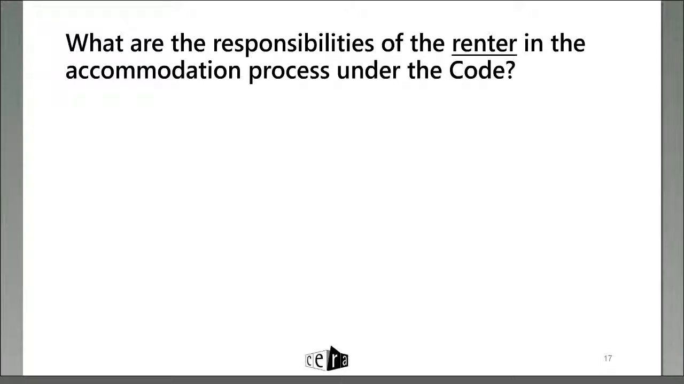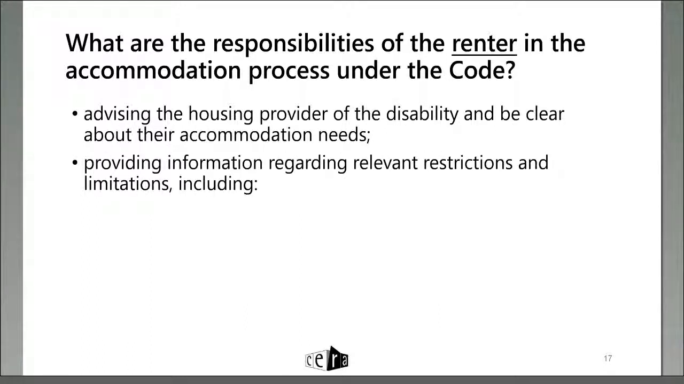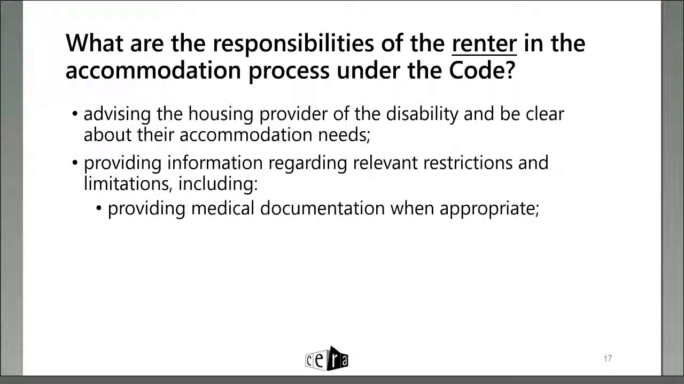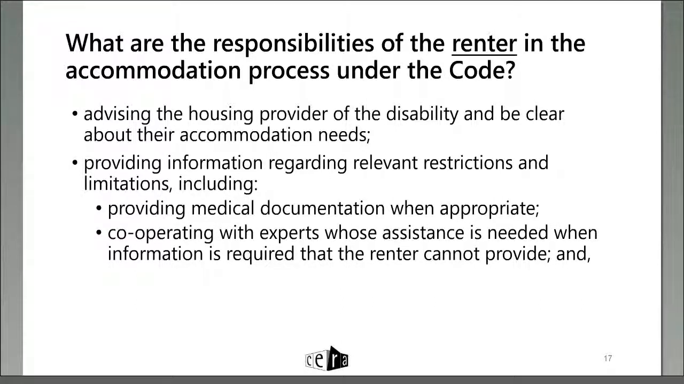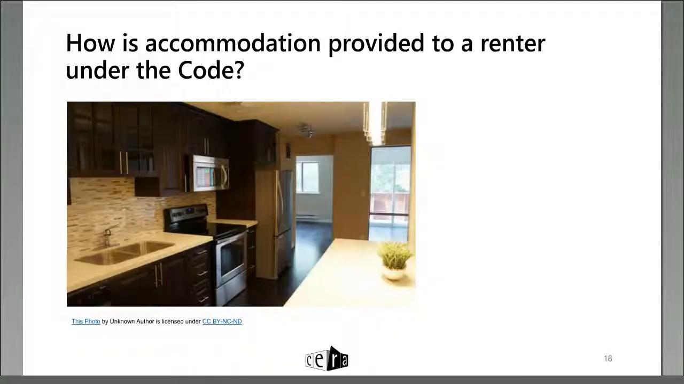On the same note, another question about the responsibilities of the renter in the accommodation process under the code. Responsibilities of the renter include advising the housing provider of the disability and being clear about their accommodation needs, providing information regarding relevant restrictions and limitations, including providing medical documentation when appropriate, cooperating with experts whose assistance is needed when information is required that the renter cannot provide, and participating in discussions regarding possible accommodation solutions.